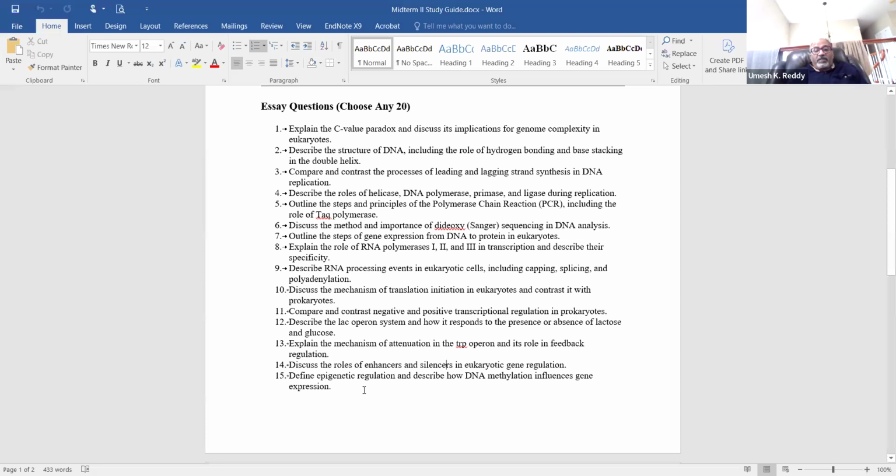So what is epigenetic regulation and how does DNA methylation influence gene expression? This one is a very important question. The histones in the nucleosome can be methylated. And what happens once they are methylated or deacetylated? The histones have tails, and those tails have amino acids, especially lysines and arginines. They can undergo acetylation or methylation.